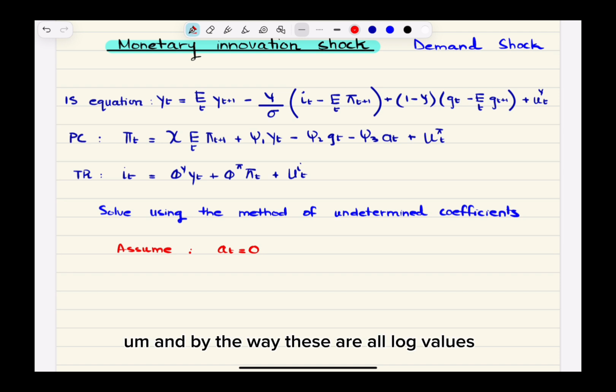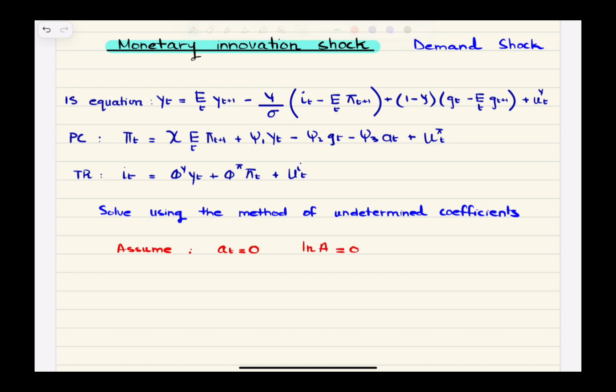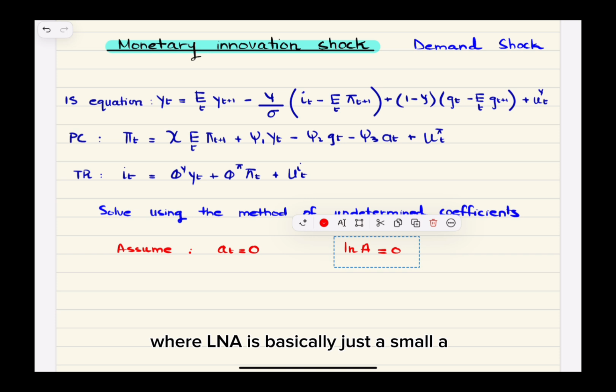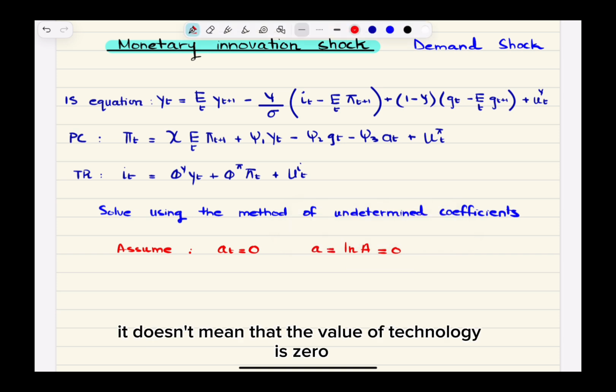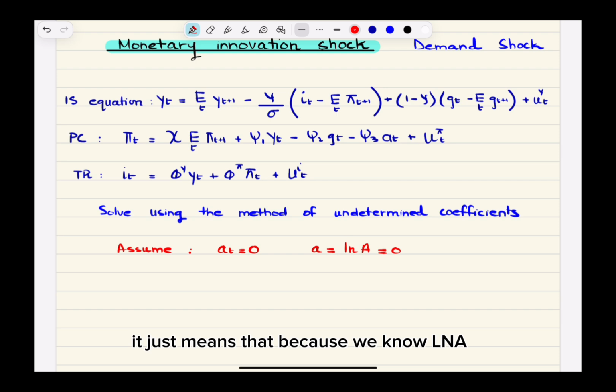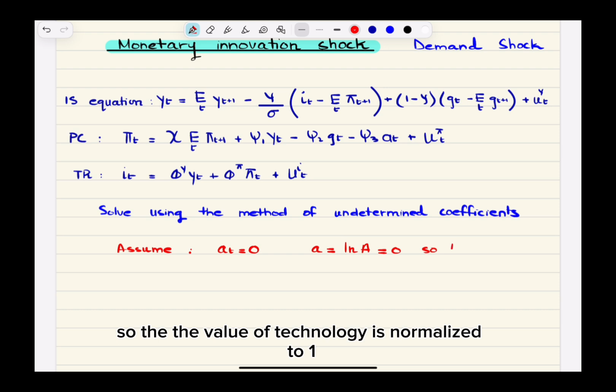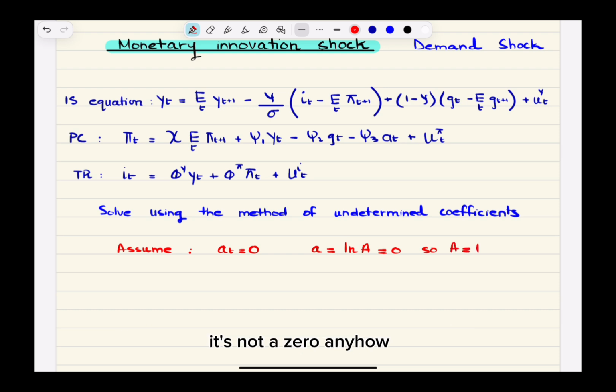And by the way, these are all log values. So when I say ln A is equal to 0, where ln A is basically just a small a, it doesn't mean that the value of technology is 0. It just means that, because we know ln 1 is equal to 0, technology is not actually 0. It's just normalized to the value 1. So the value of technology is normalized to 1. It's not 0 anyhow.